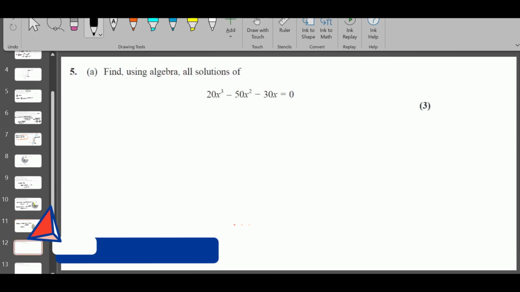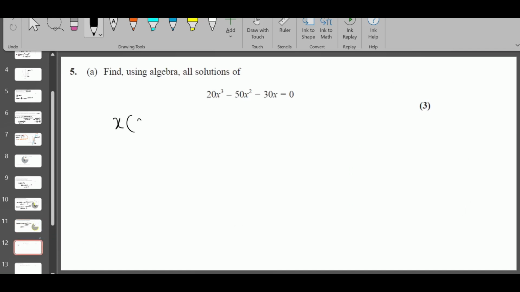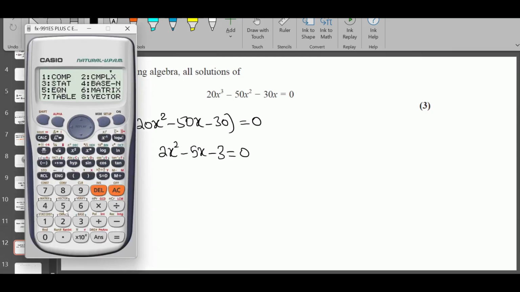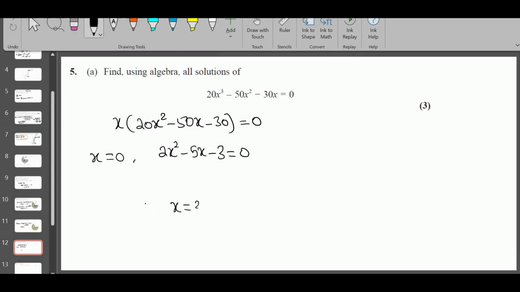Let's look at question number 5. Find using algebra all solutions of this. Take x as a common factor. You'll get 20x square minus 50x minus 30 is 0. Equate it to 0 separately. And this equation, if you divide through by 10, it's going to be 2x square minus 5x minus 3 is 0. And then use your calculator straight away, get the value. 2, minus 5, minus 3. You get 3 and minus half. X is equal to 3, x is equal to minus half. Write it as x minus 3. The minus half, write it as 2x plus 1 is equal to 0. That's all. It's an easy 3-mark question.